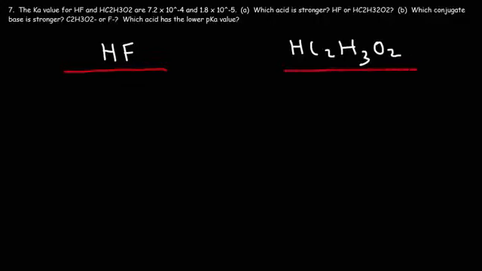Number 7. The Ka value for HF and acetic acid are 7.2 times 10 to the negative 4 and 1.8 times 10 to the minus 5. Which acid is stronger? Hydrofluoric acid or acetic acid? What would you say? Well, first, let's write down our two acids on the board. So we have hydrofluoric acid and acetic acid. And let's write down their corresponding Ka values.